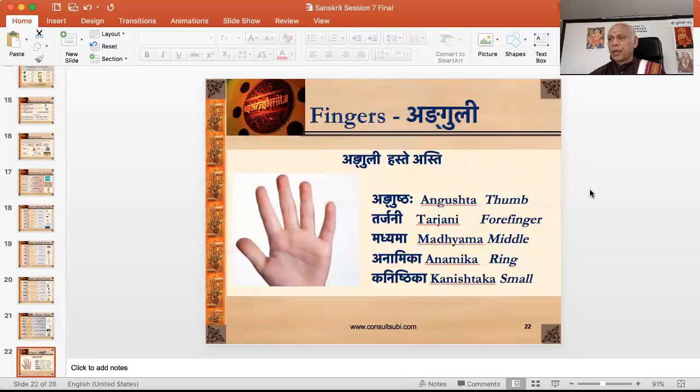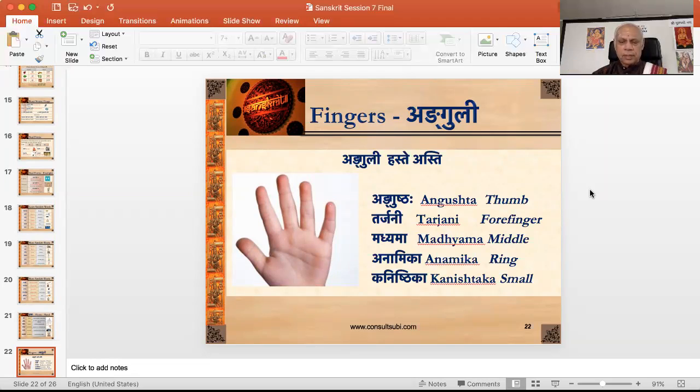Okay, I'm going to tell you about fingers. Now we are talking about hand, and you have 5 fingers. Anguli, haste, asti. Fingers are there in your hand. And each finger has a name. Like you have in English, you call it thumb. In Sanskrit, you call angushtaha, angushta. In fact, in Hindi and Marathi, they say anguti wala, anguti.